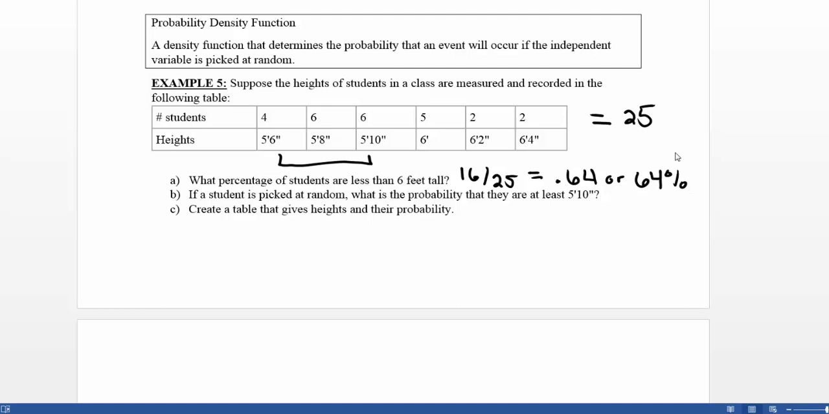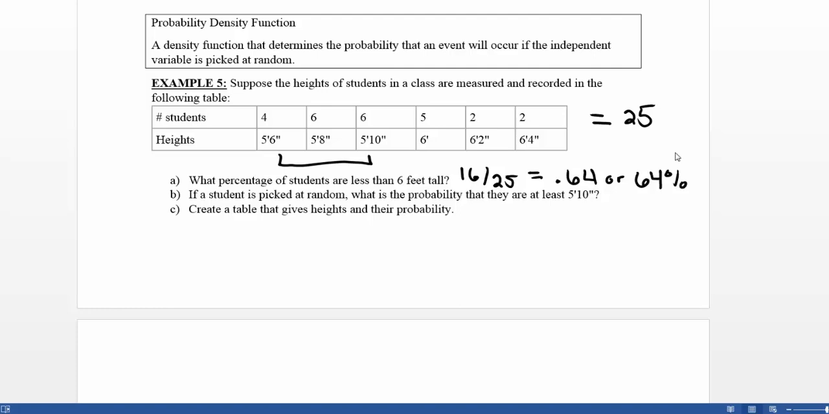So this is what we were doing before, determining what fraction of our population meets a particular requirement. So the way we can turn this into a probability problem is by just rewording the question, even though the way we calculate it is going to be the same. So part B says, if a student is picked at random, what is the probability that they are at least 5 foot 10 inches? So that means we are picking someone at random out of this group of 25.